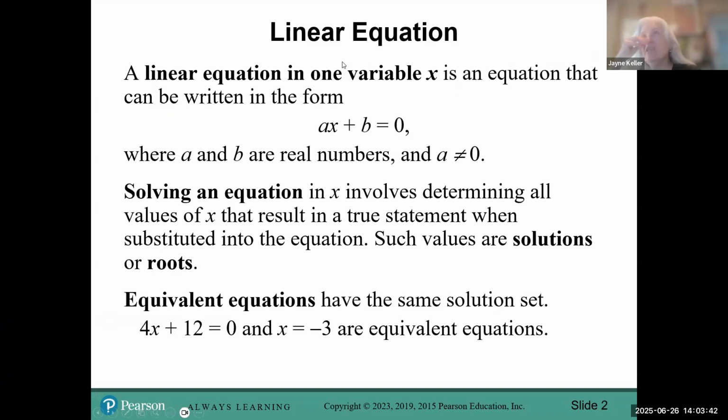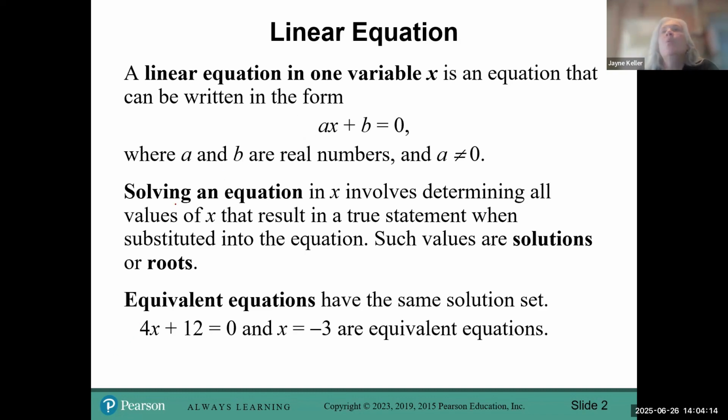So what do we mean by a linear equation? A linear equation has an x, but it doesn't have any powers. Okay, so it has x and it can have multiple terms on both sides or either side that have x's in them, but it just can't have x's that are raised to a power. And then the a and the b there are just representing real numbers. And of course, a can't be 0 because then we wouldn't have an x.